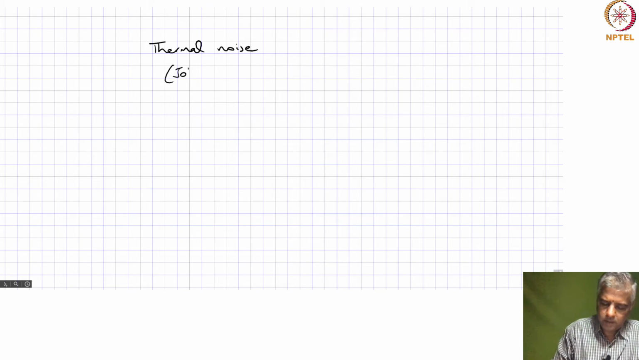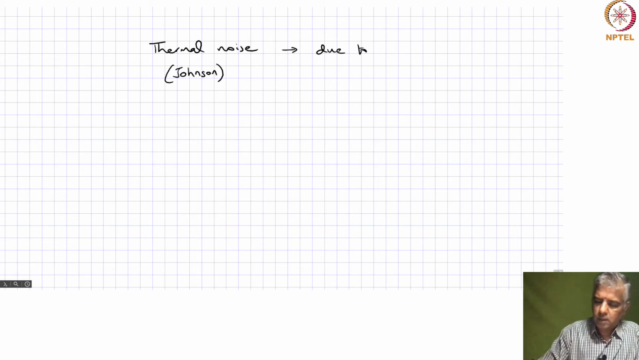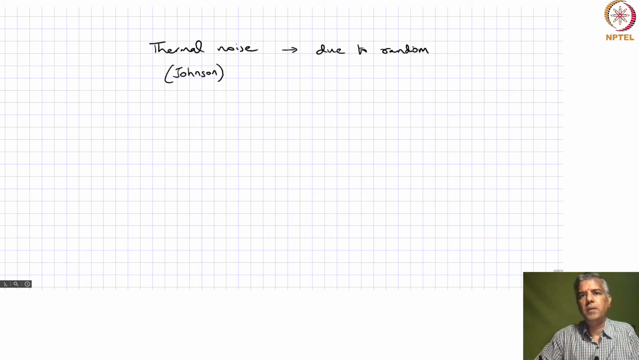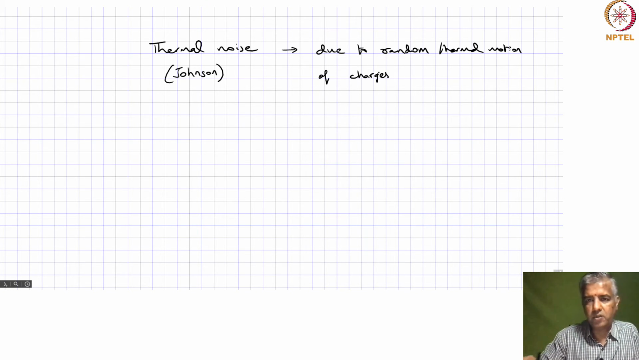It's also called Johnson noise in certain books. So what is thermal noise? What is it due to? Well, it's due to random thermal motion of charges, say electrons, in a resistor as current actually goes through the resistor.